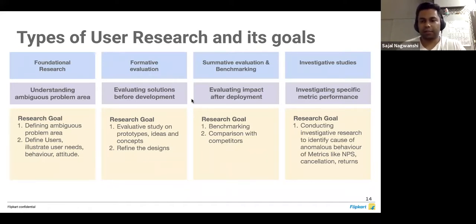The next comes the summative evaluation or benchmarking. This is done when the product is already live. So you want to know whether the product is working better than past, or it is working better than the competitors. Then you can do a summative benchmarking.